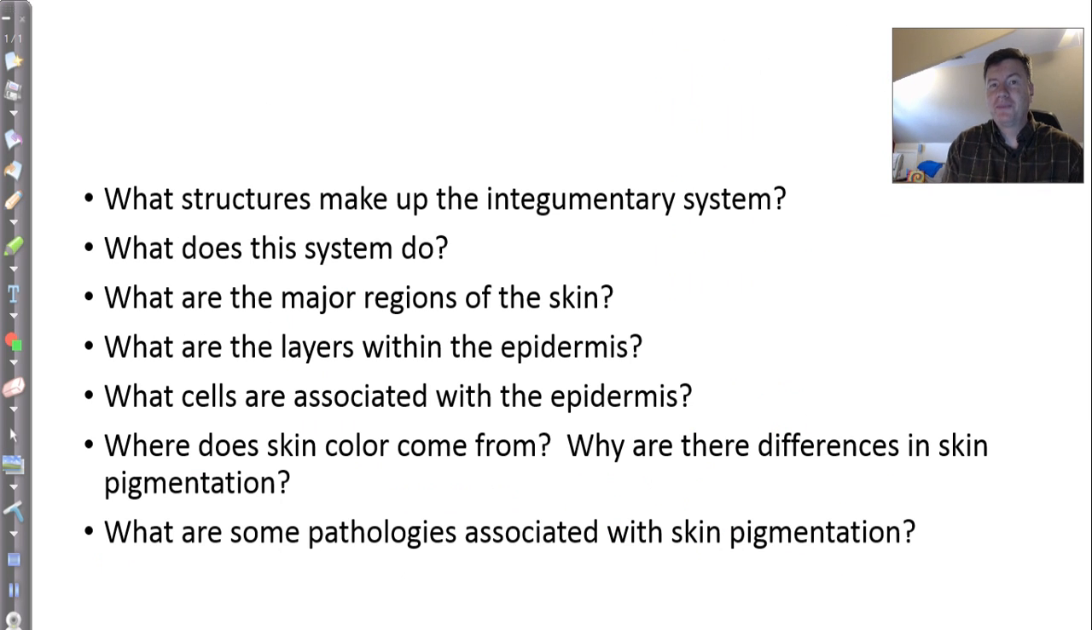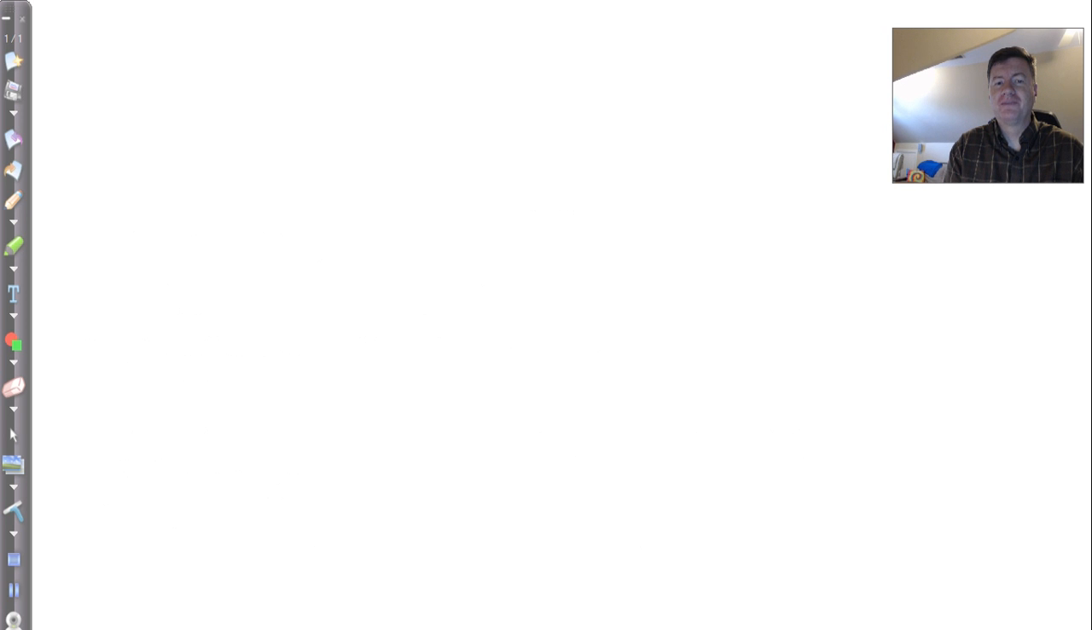What structures make up the integumentary system? What does this system even do? What are the major regions of the skin? What are the layers of the epidermis? What cells are associated with the epidermis? Where does skin color come from, and why are there differences in skin pigmentation? And what are some of the pathologies that we associate with skin pigmentation?